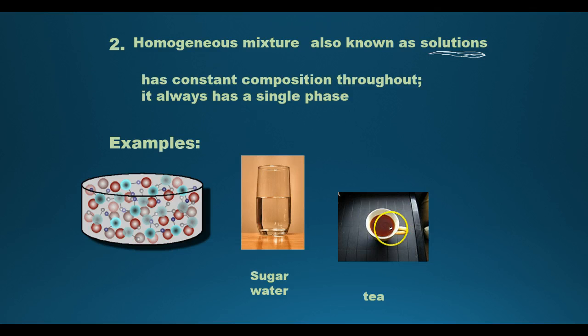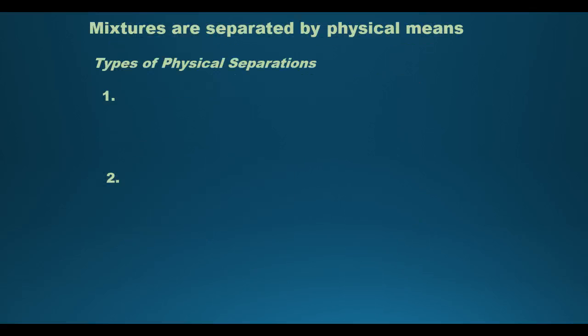Tea would be another example. It looks like one thing, but you have the tea, you have the water, and you might have some sugar in there, maybe some honey, but it just looks to you like you have one single phase. This is a particle diagram, and in the particle diagram we have the two substances, but now you can see they're evenly mixed together, and even though we can see the individual components, you have an even distribution of those components within the mixture. Now, we said that mixture is physically combined, so it can be physically separated.